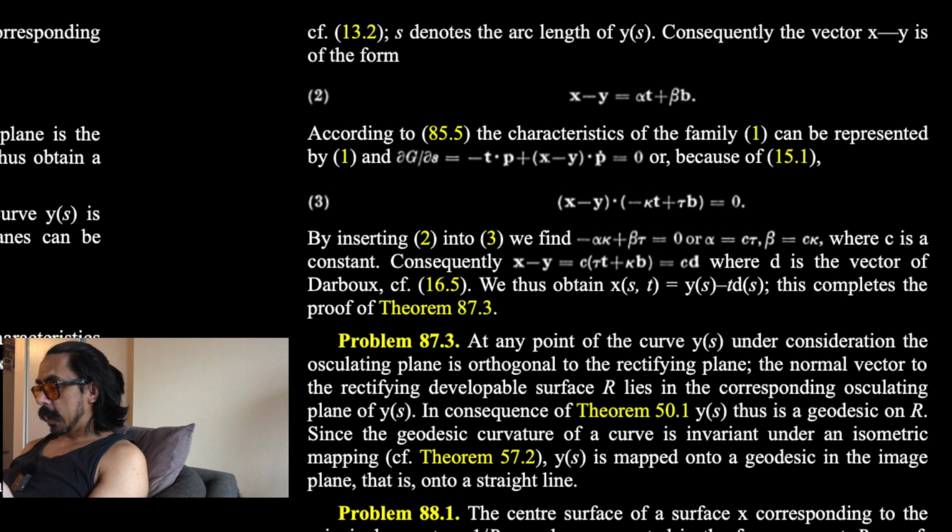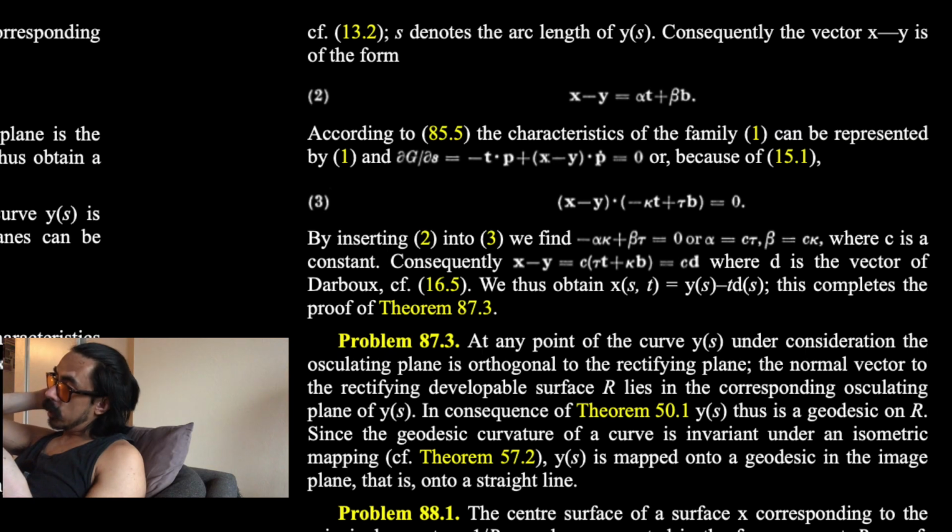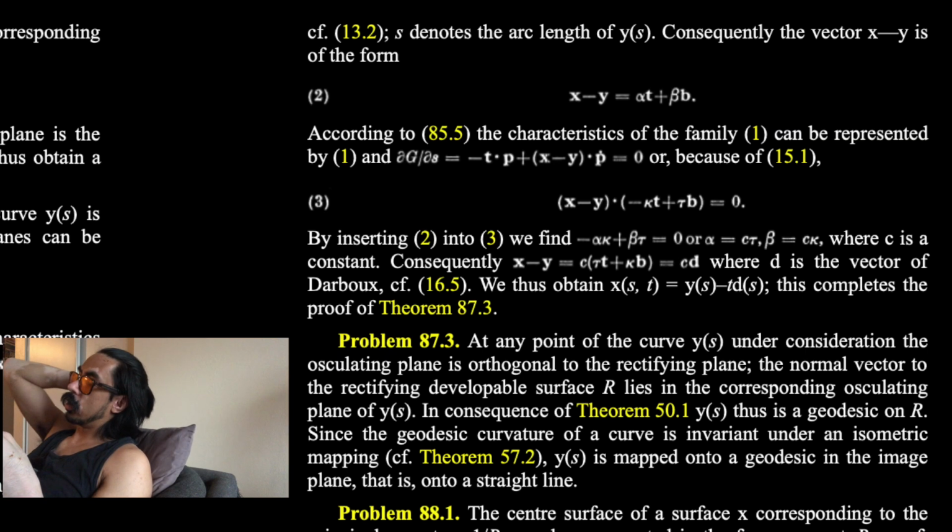And again, we can refer back to section 13, which explicitly gives the definition for a rectifying plane. Take the vector z minus the vector x, take the result, and take the scalar product with the unit principal normal vector p. Everywhere that that's equal to 0, that's the rectifying plane, and of course, we need to have positive curvature. So, as per usual, lowercase s denotes the arc length of this vector y, which is in terms of that lowercase s. Consequently, the vector x minus y is of the form x minus y equals alpha times vector t plus beta times vector b.